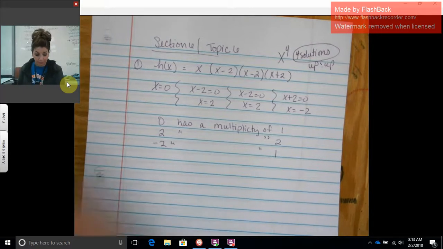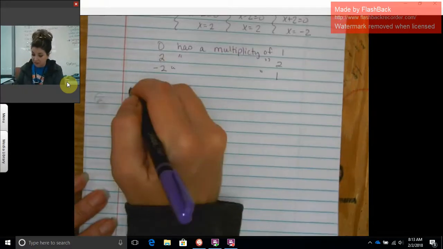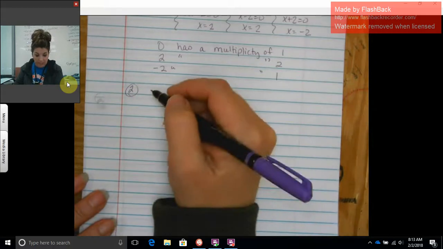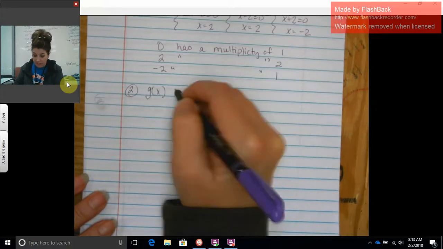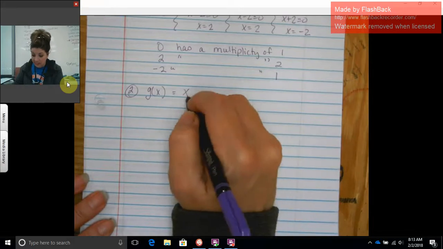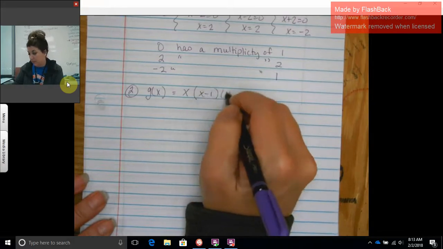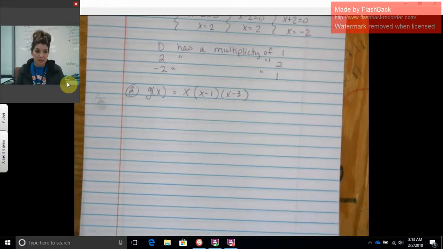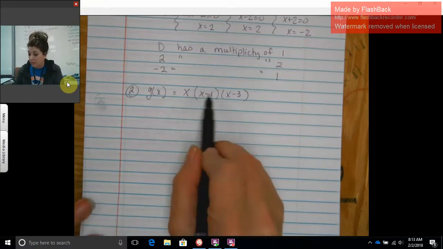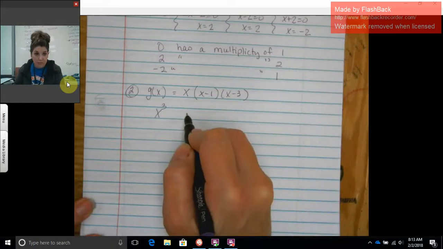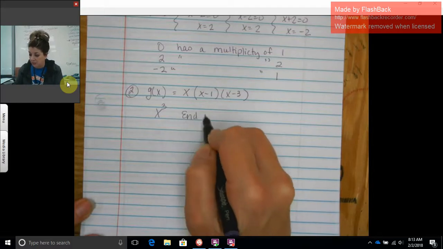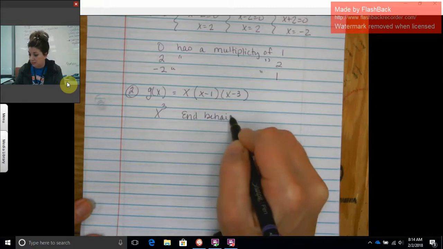Yeah. Okay. And the last one, you had to sketch a graph. And the graph is g of x equals x times x minus 1 times x minus 3. Do I have to multiply this all out to know what my end behavior is or how many degrees I have? No. How many degrees do I have? 3. Because x times x times x gives me x cubed. So 3 degrees means I have how many solutions? 3. So it can't cross the x-axis any more than 3 times. And what's my end behavior? Down and up.